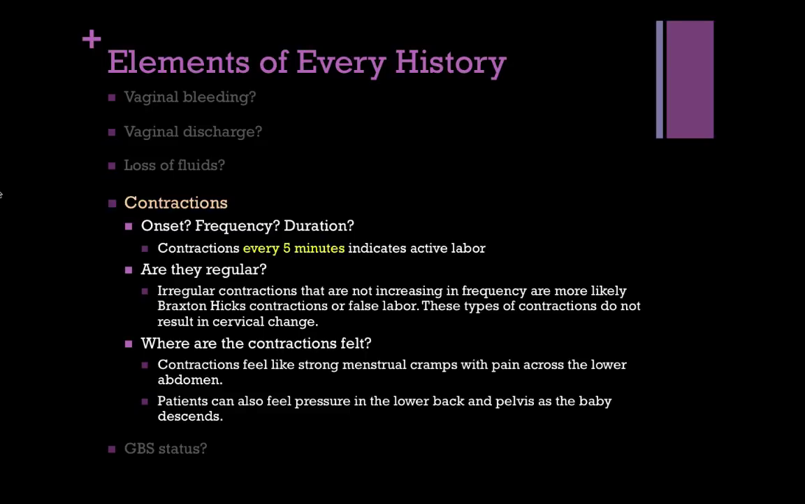Normally contractions are felt band-like in the lower abdomen, very similar to strong menstrual cramps. And they can also feel pressure in their back and in their pelvis as the baby descends.